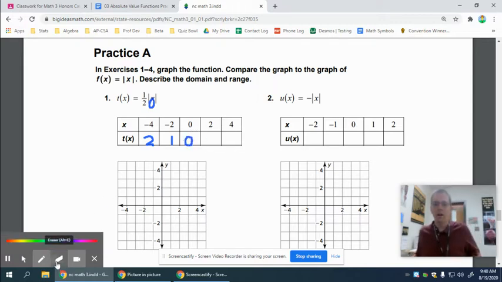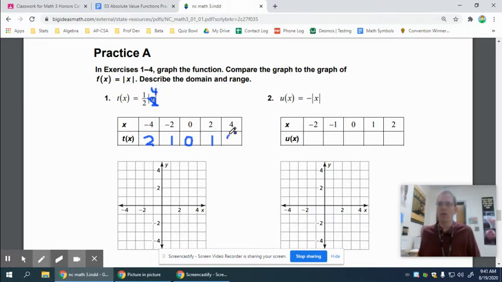And then I would continue by plugging in a +2. A +2 is just 2 away from 0, so that's a 1. And then if I were to plug in my 4, the absolute value of 4 is 4. 1/2 of 4 is 2. So that's what I'm going to end up with. So I end up with a series of points here. I have the point -4. I go over to -4 up to 2. So there's 1 point, -2, 1, 0, 0, 2, 1, 4, 2. And then once I have these points, I'm going to connect the graph.